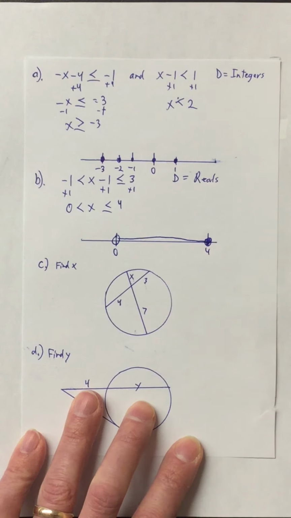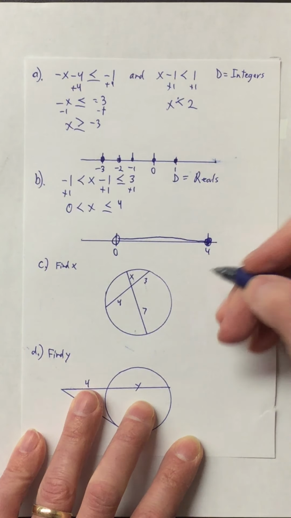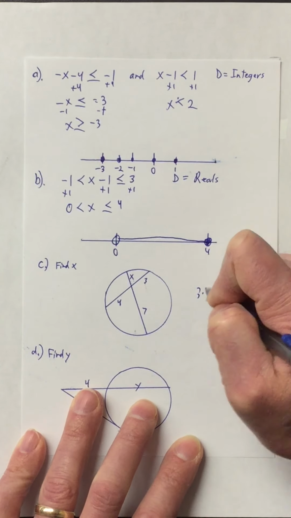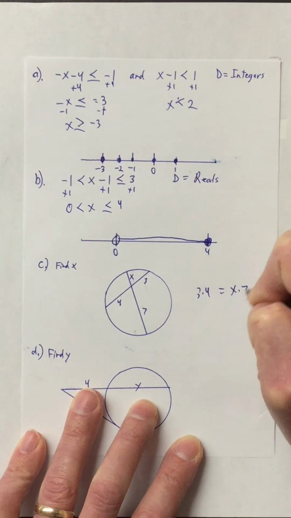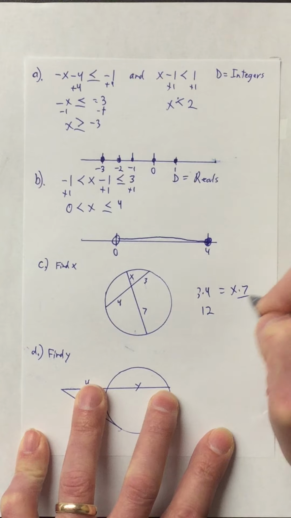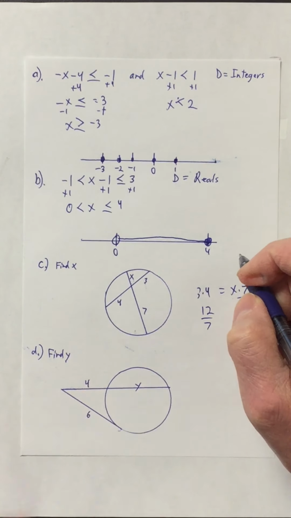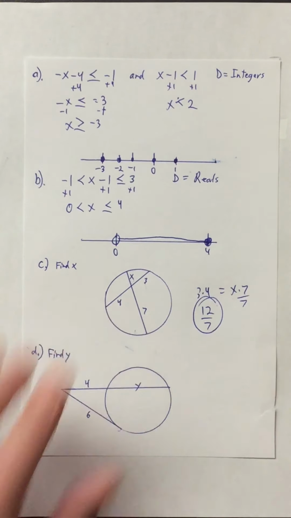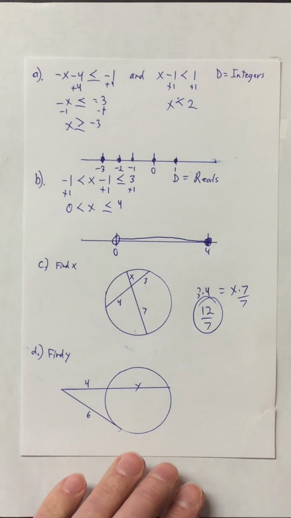All right, for C, it's all on the inside of the circle there. So I get 3 times 4 is equal to x times 7. 3 times 4 is 12. Divide both sides by 7. My answer for x is 12/7.